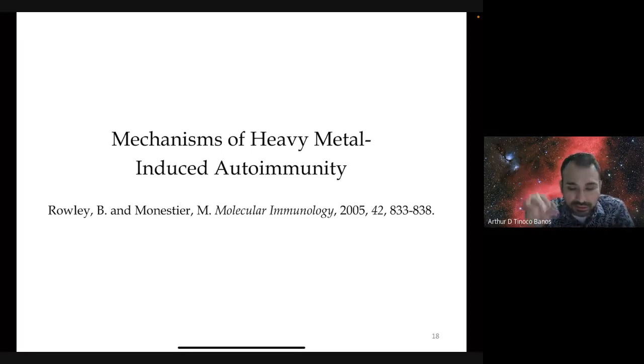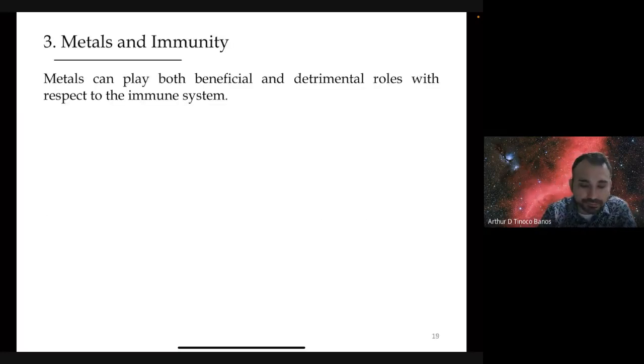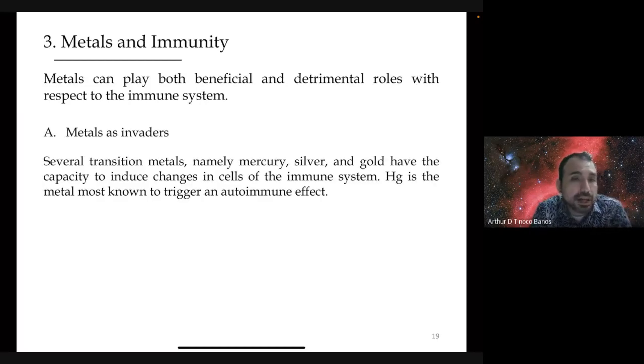What I would like to discuss, and this is presented in this article here, is those autoimmunities that can actually be stimulated by the presence of heavy metals that can enter into the body. As we know, metals can play a very beneficial role and also a detrimental role with respect to the immune system. When we're looking at metals as potential invaders, they're not necessarily pathogens in the traditional sense, but toxicity related to certain metals can lead to a form of autoimmunity.